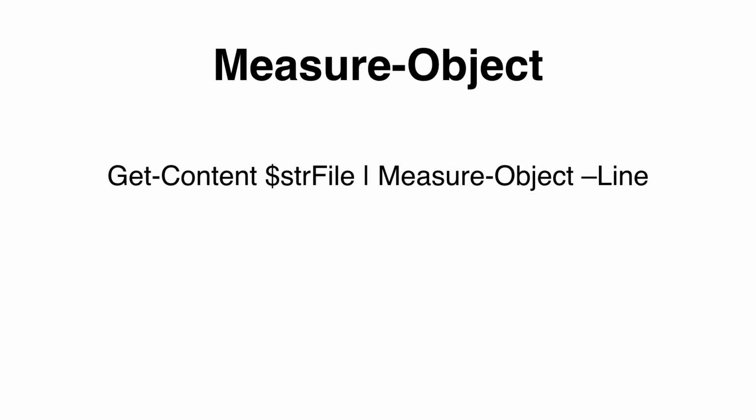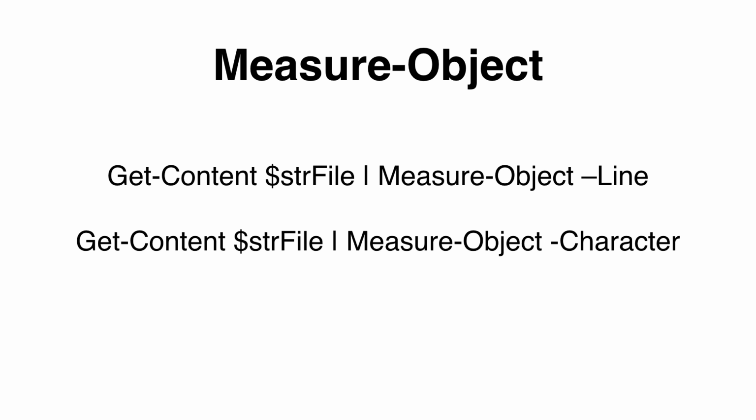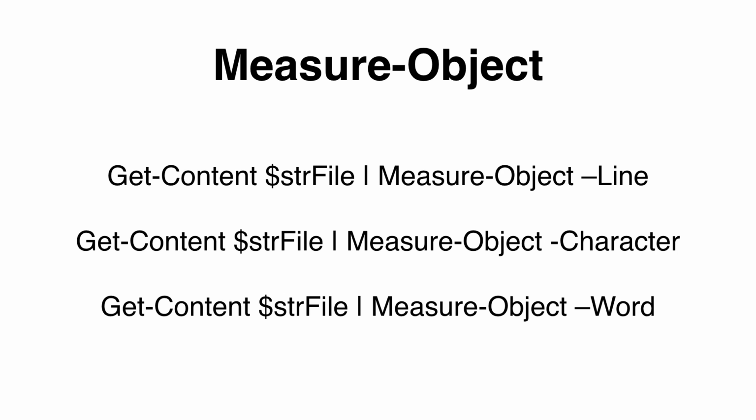Here is an example on how to get the line count on a text document. We pipe Get-Content to the Measure-Object and then specify the Line parameter. To get the character count, we can do so by specifying the Character parameter, and to get the word count, we specify the Word parameter. If we have a huge document, we can limit the output to only display a certain part of the document.